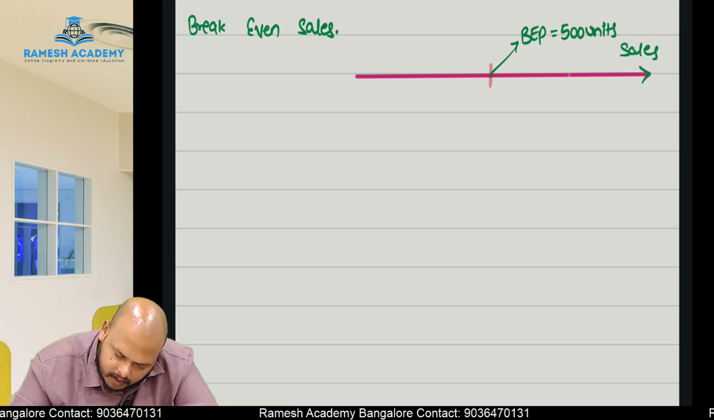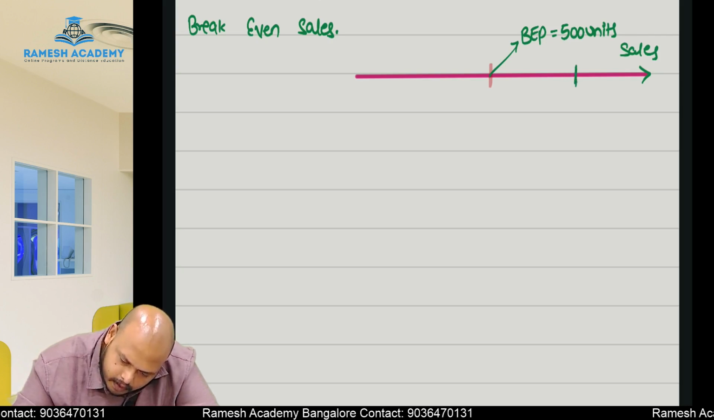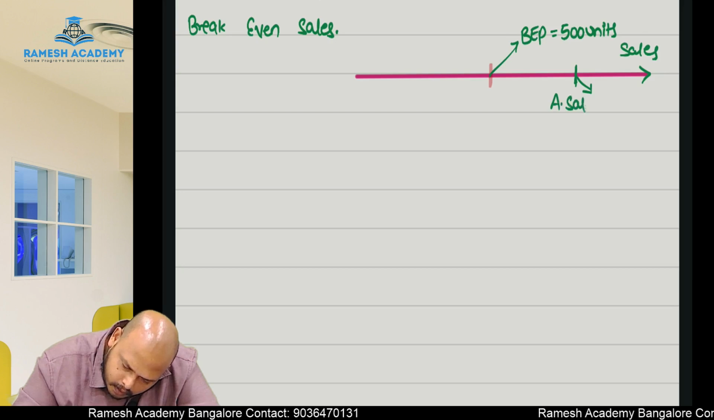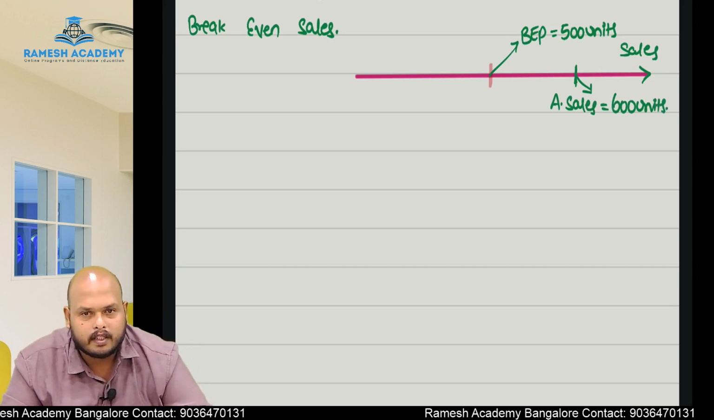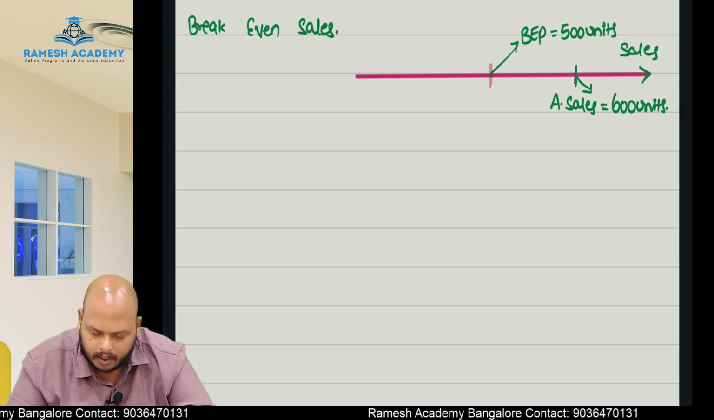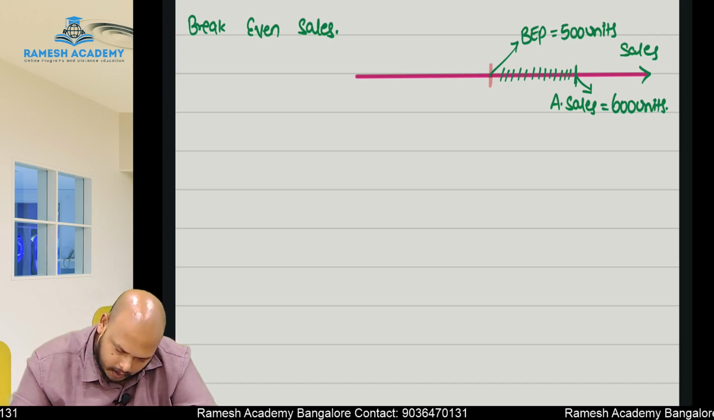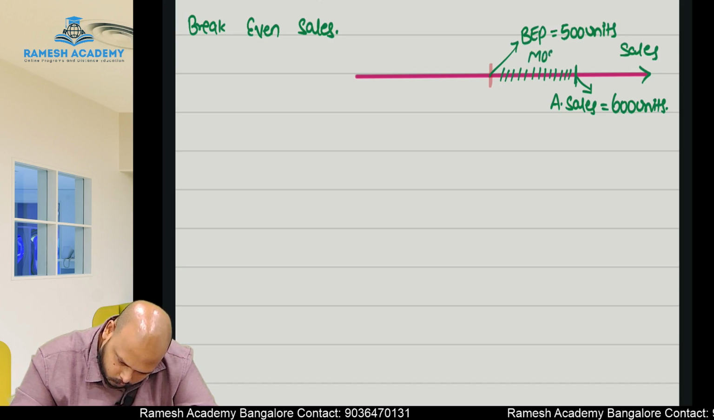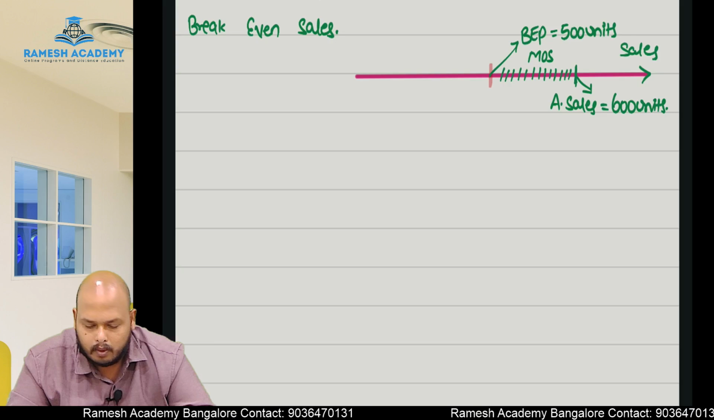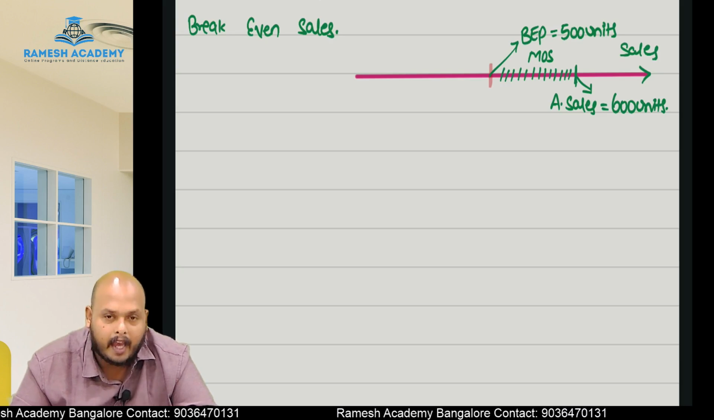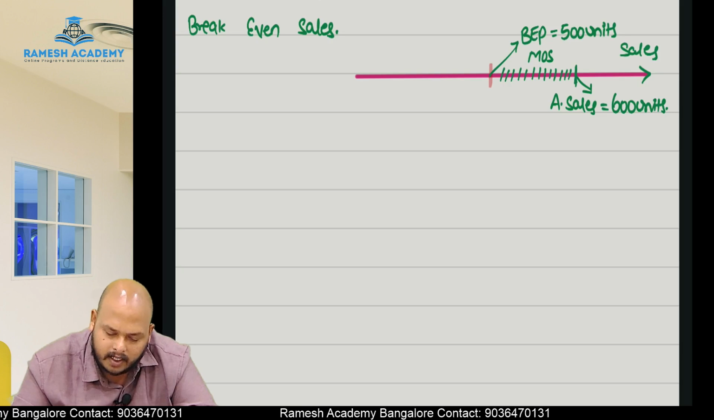Now actual sales. Let us assume actual sales is somewhere here. Actual sales is equal to 600 units. The region which is located between these 2 points is called what? Margin of safety. Margin of safety is the difference between actual sales and break-even sales. Now here margin of safety is equal to how many units?